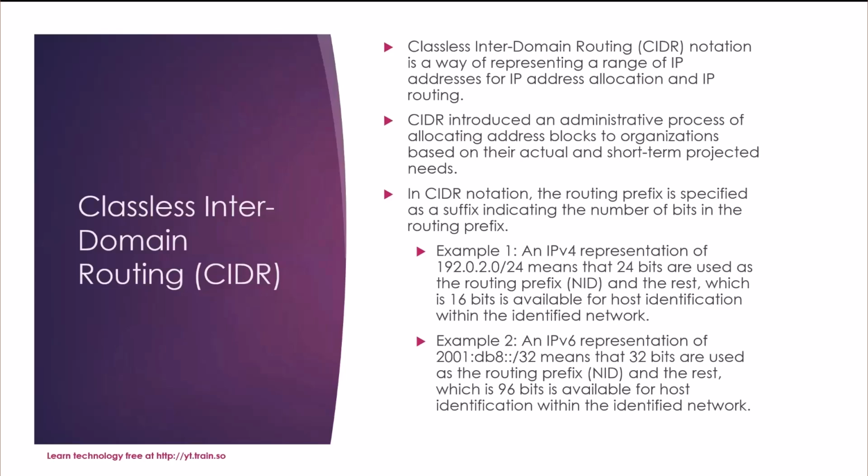In today's networking, we use a format called classless interdomain routing, or CIDR. It is called classless because previously we had something called classful, and we will quickly look into classful in the next slide. Classless interdomain routing, or CIDR notation, is a way of representing a range of IP addresses for IP address allocation and for IP routing purposes.